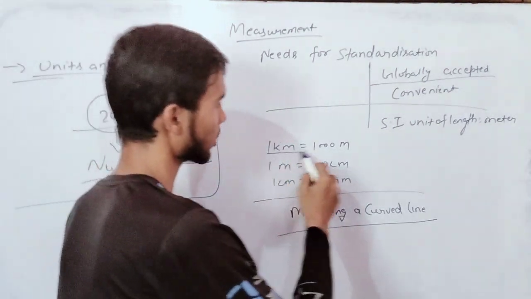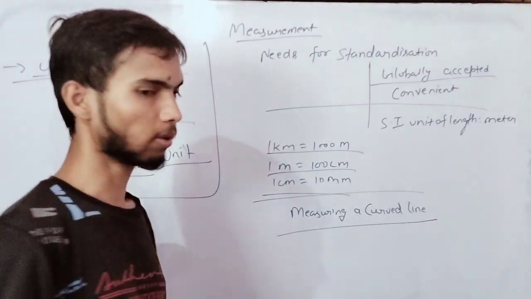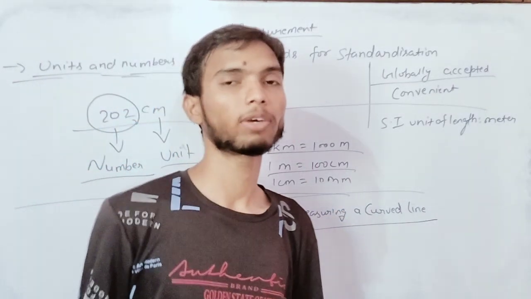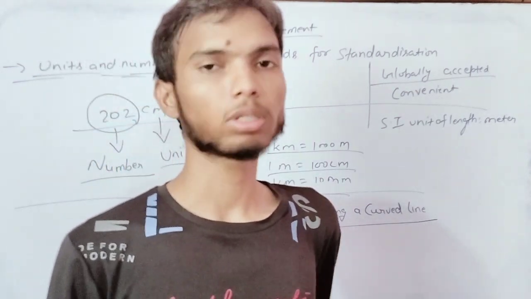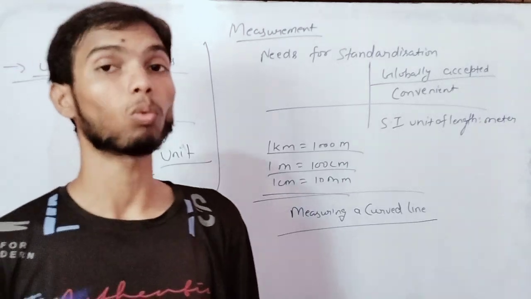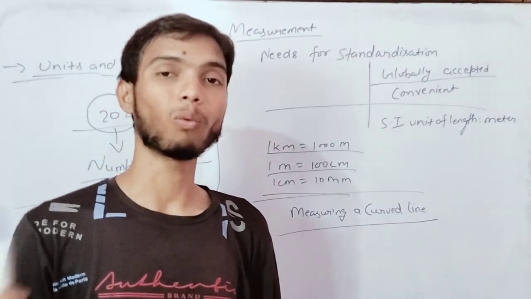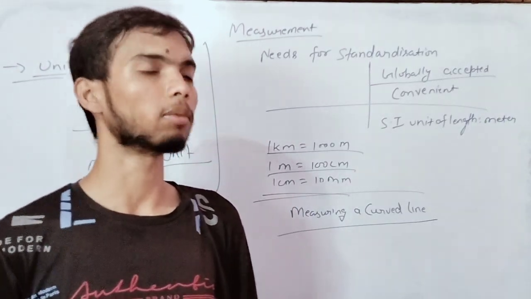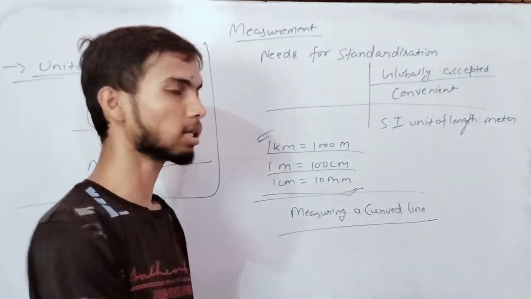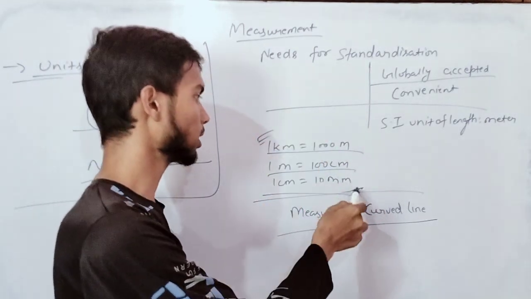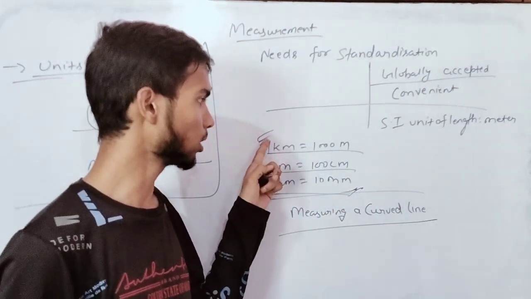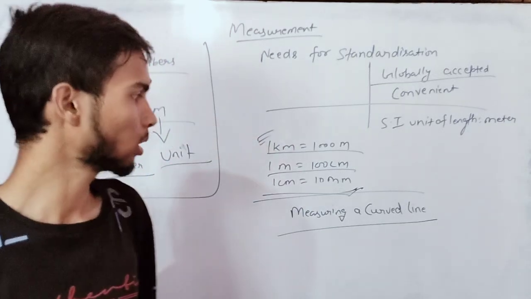Here are some conversions. 1 kilometer will give you how much meter? Of course it will give us 1000 meter. 1 meter is 100 centimeter. 1 centimeter is 10 millimeter. From here to here, it is bigger. This is a base. It is descending, decreasing from here to here.